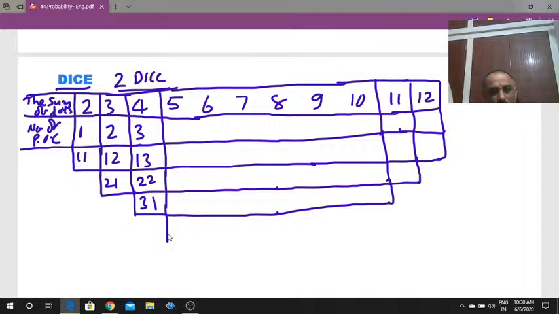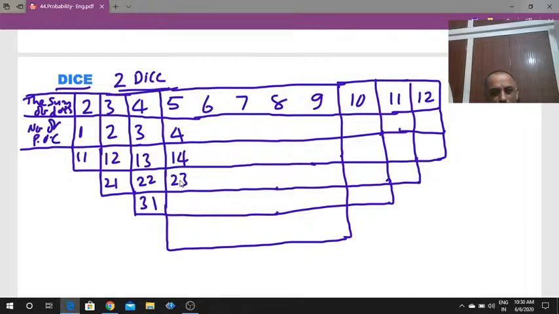Okay, now if a person throws 2 dice and the sum of dots is 5, then how many possible outcomes are there? Tell me. We have 4 possible outcomes. The 4 possible outcomes are first die 1 dot, second die 4 dots, 1 plus 4 is 5. Or first die 2 dots, second die 3 dots, 2 plus 3, 5. Or 3 plus 2, 5. Or 4 plus 1, 5.